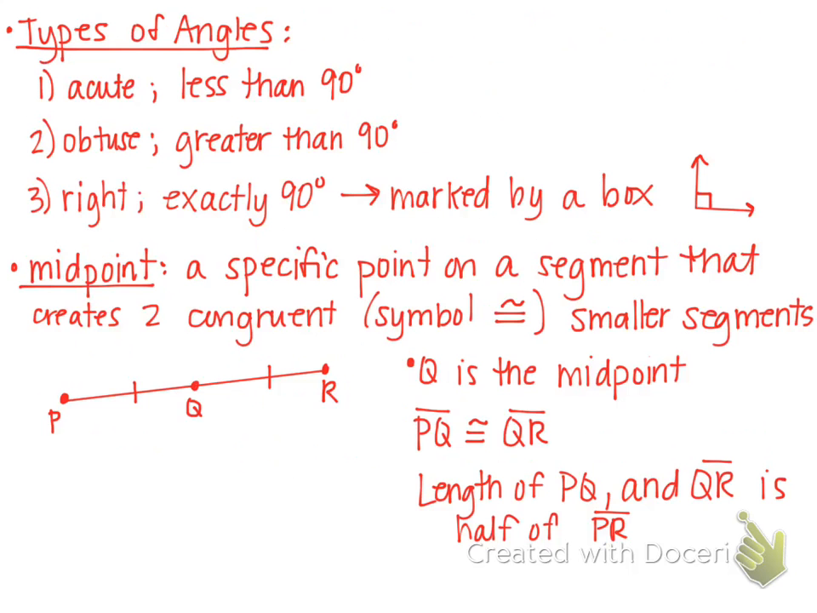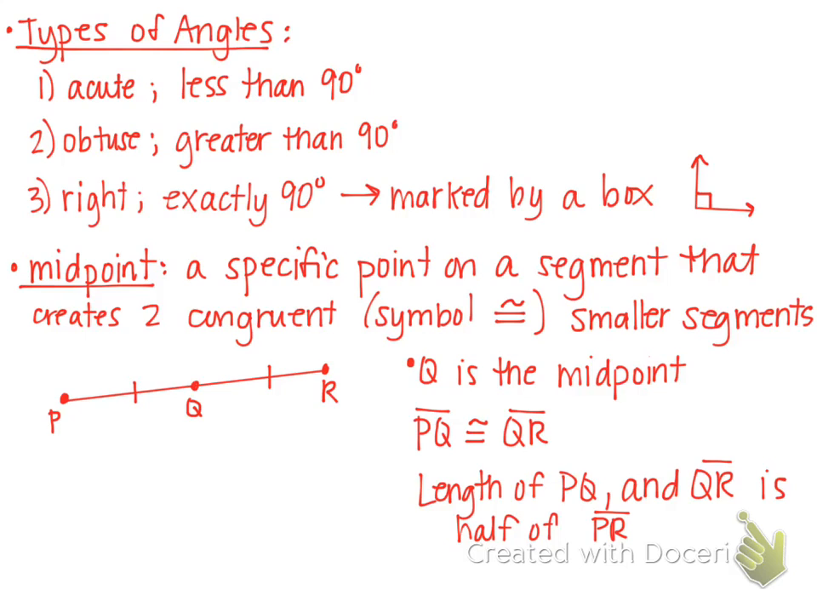Now, types of angles, I'm sure you've seen these before. The first type is acute. That's when you have an angle that measures less than 90 degrees. And don't forget that little circle up top means degrees. The next one is obtuse, which means that the measurement of our angle is greater than 90 degrees. And the third type of angle is right. That's one that's exactly 90 degrees. Now, on a picture, sometimes you'll see something like this. If you see this little box right here, that's telling us that that measurement is 90 degrees.